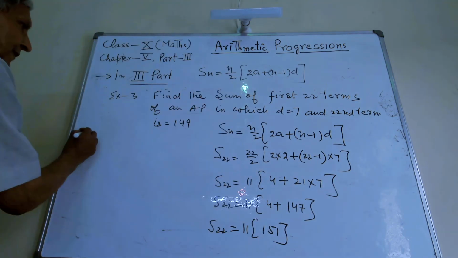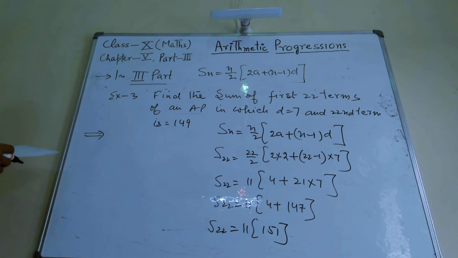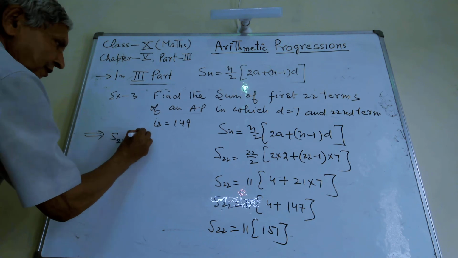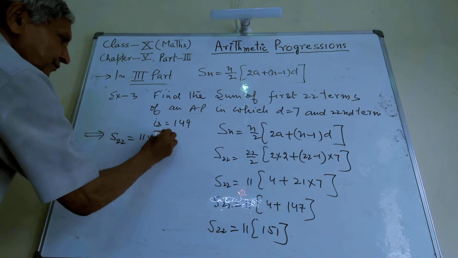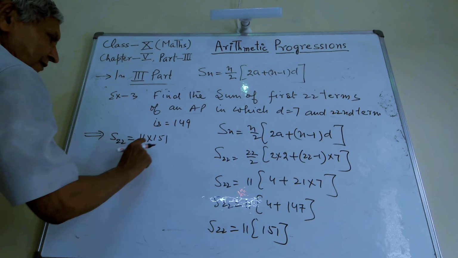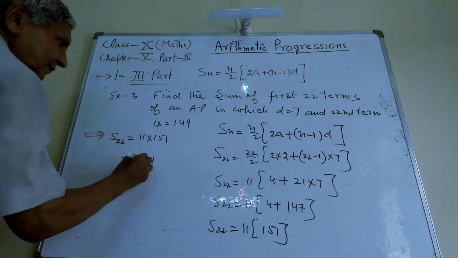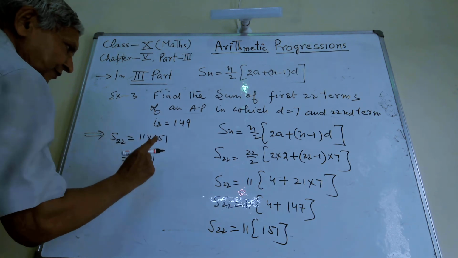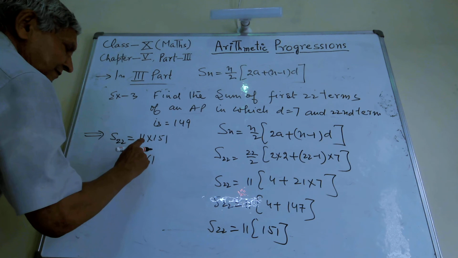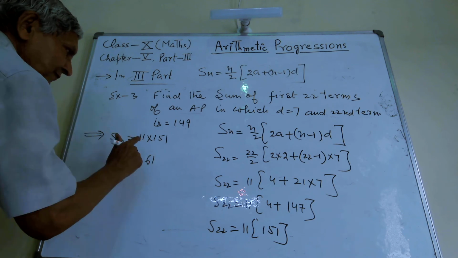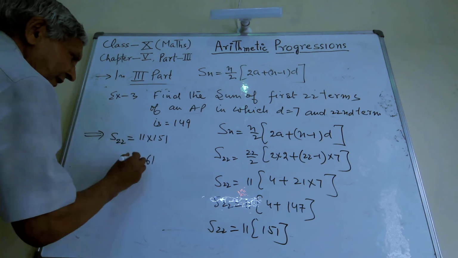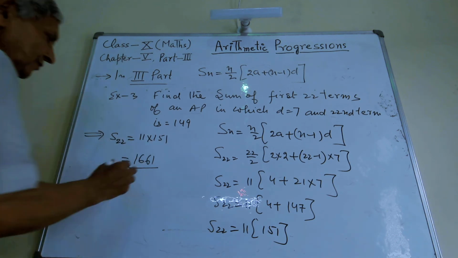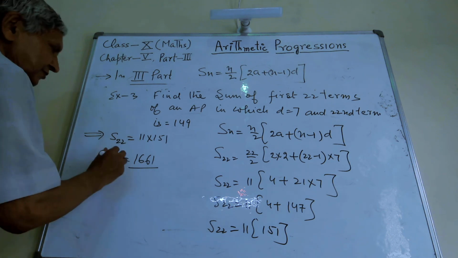And this implies S22 is equal to 11 into 151. Multiply 151 by 11: 11 ones are 11, 11 fives are 55, and so on. This is the sum of the 22 terms of this series.